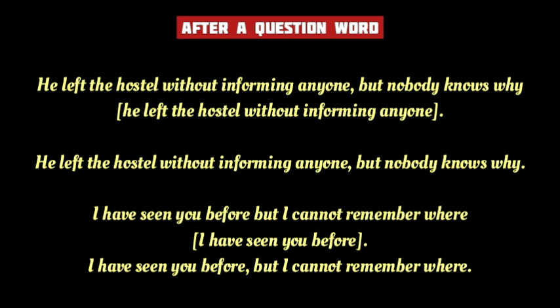In the next example also, "I have seen you before, but I cannot remember where I have seen you before." The expression "I have seen you before" has been unnecessarily repeated in the second clause. Even after omitting this expression from the second clause, the meaning remains clear. Hence the elliptical construction, "I have seen you before, but I cannot remember where."